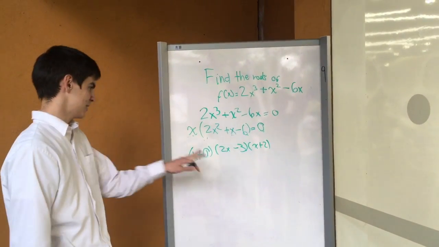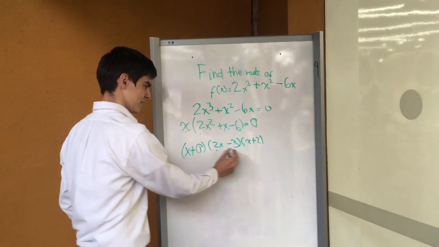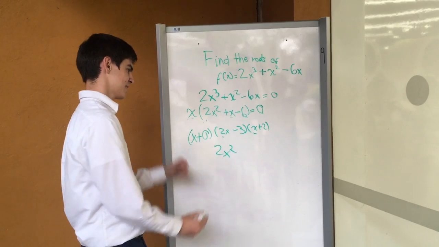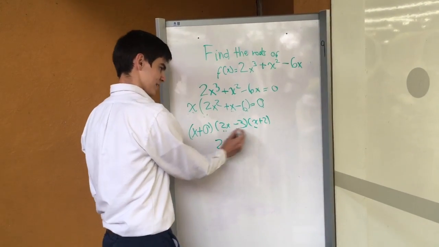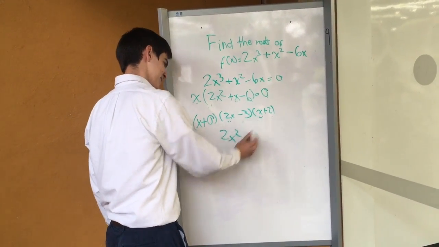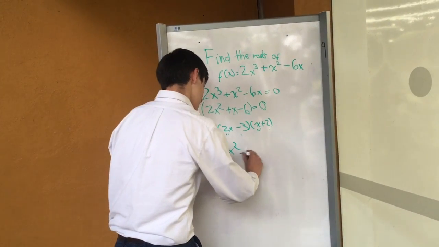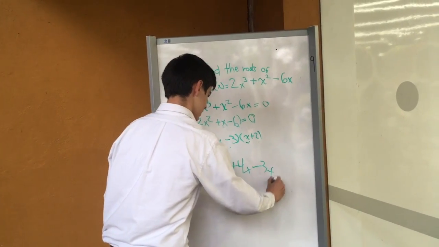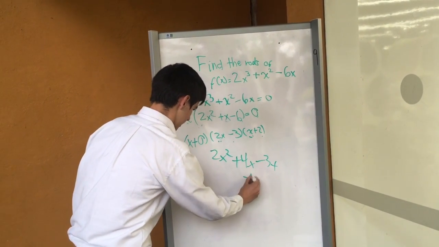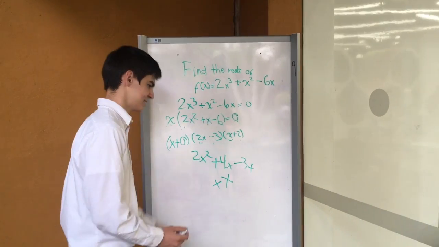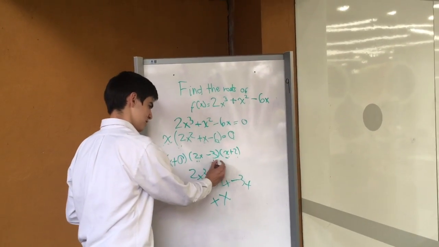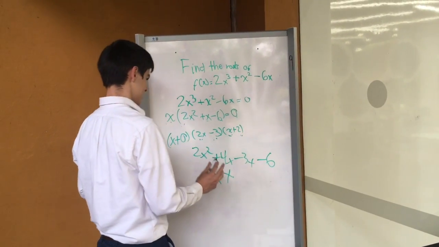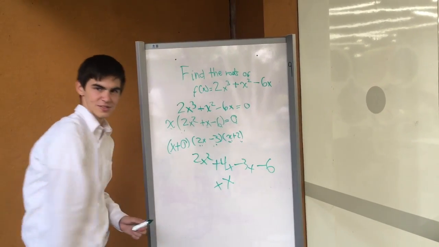And first, to see if this is right, you have to multiply this one and this one. And this will give you 2x squared, so it's right. Then you have to multiply this one, and this one, and this one. This will give you plus 4x minus 3x. And this gives you x plus x. And to get the final term, you have to multiply this one and this one. That will give you minus 6. So this is the correct factorization.